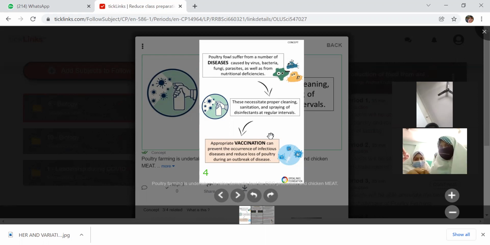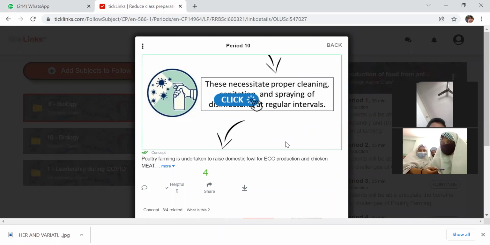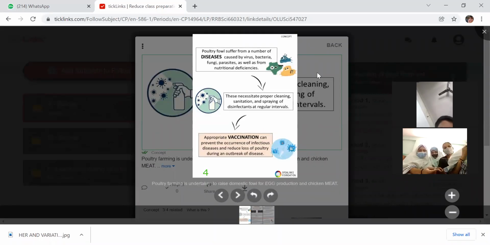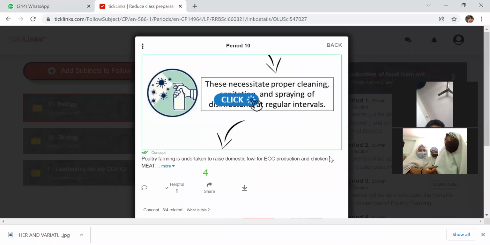I want Nadia to read the third one on vaccinations. Appropriate vaccination can prevent the occurrence of infectious diseases and reduce loss of poultry during an outbreak of disease. So if the vaccination is given whenever there are these disease outbreaks, which are seasonal most of the time, these vaccinations will protect poultry farms from loss, as well as the public from getting the wrong type of food. Okay.